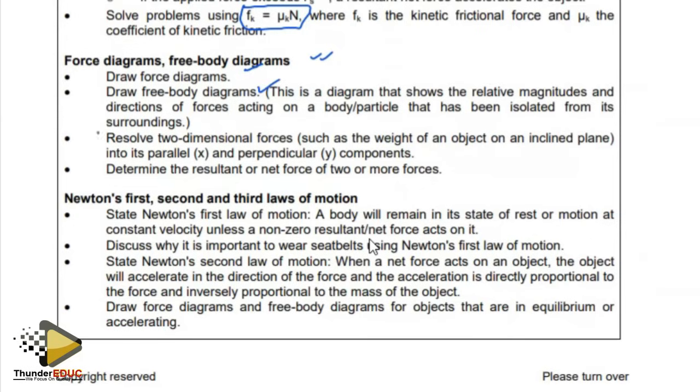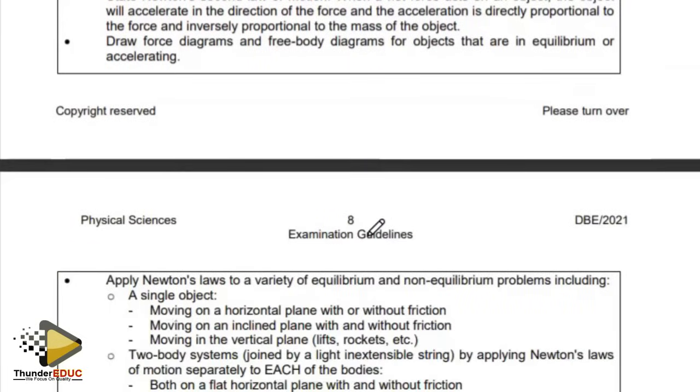And then we need to remember how to resolve forces into the horizontal and vertical components. And then how do we determine the net force as well as the direction? Then under Newton's first, second, and third laws, you need to know how to state the first law, which is that a body will continue in its state of rest or uniform motion unless a non-zero resultant net force acts on it. That's the way it is.